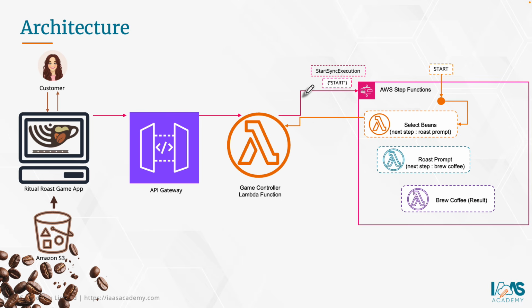Okay. So that information is fed back through to the end user, and the end user has to select the bean. When the end user selects the bean, the bean chosen, as well as the fact that the next step is now the roast prompt, is going to be fed back through to the game controller, which is going to send that information in the correct format back to Step Functions. Step Functions is then going to see that the next step is the roast prompt. Step Functions is going to trigger the roast prompt Lambda function with the information that's already acquired, which is basically the bean, right? And so Step Functions now has triggered this Lambda function.